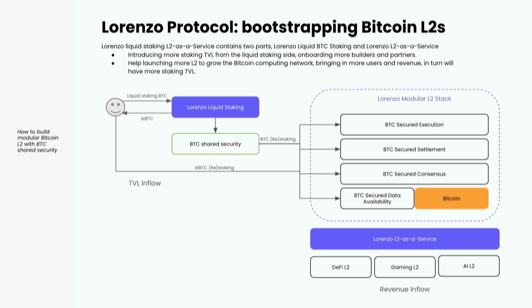On the other side, we're going to launch this Lorenzo L2 as a service to combine all of these modules into functioning customized L2s. So the idea is that with more TVL going through us, we're going to be allocating more TVL to these Bitcoin L2 modules to help them be successful. This is the bootstrapping stage. And when these L2s become more successful, they'll bring in more users and more capital and more traction, so we can have more TVL to secure all of these networks. So this is how the flywheel works.